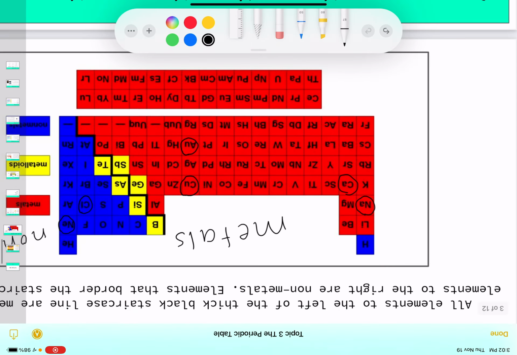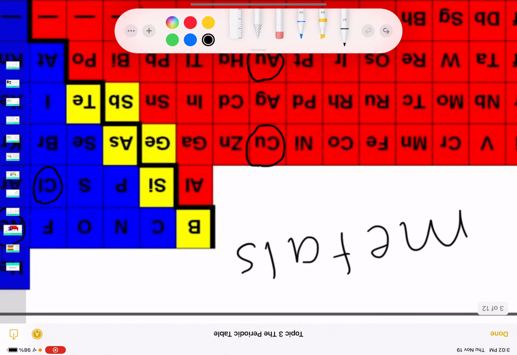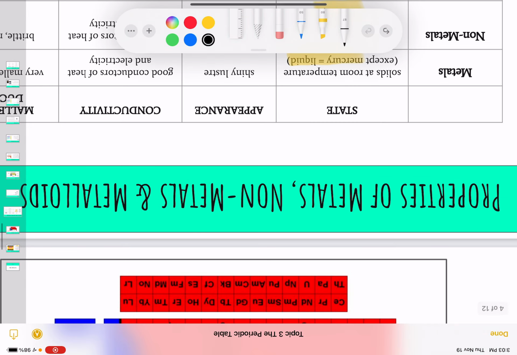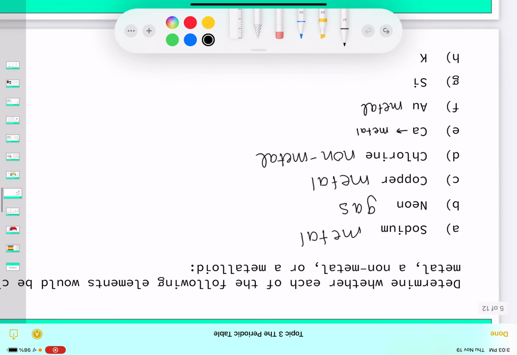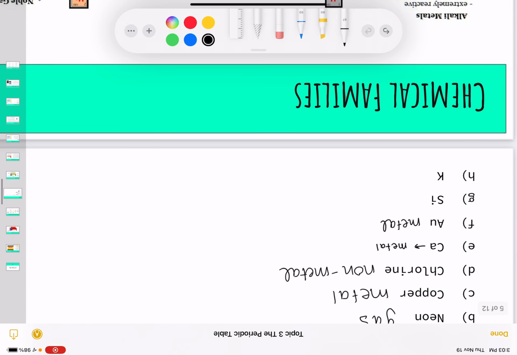Si is in that metalloid area, and Si is silicon. So silicon isn't a metal or a gas, it's that metalloid.